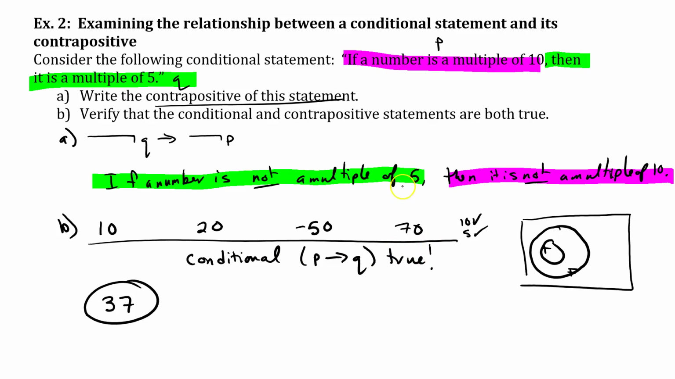37 is not a multiple of 5, and it is certainly not a multiple of 10. So the contrapositive, which is not Q implies not P, is true.